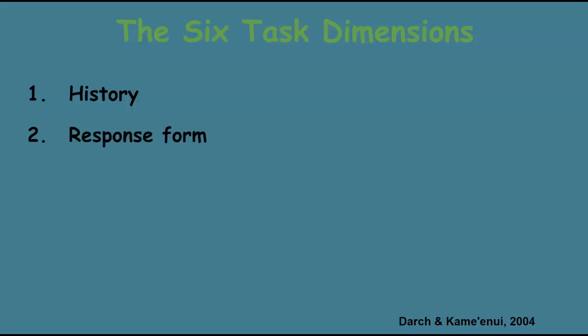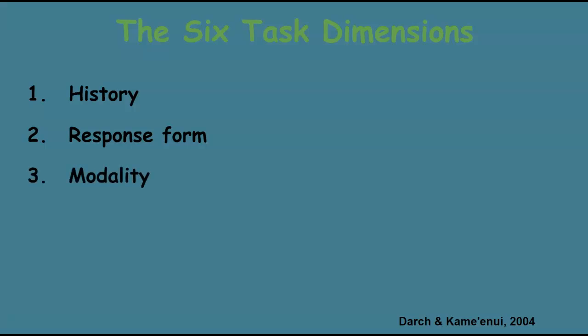Response form. The response form of a task can be a yes or no, choice, or production. For instance, you could ask, is Austin the capital of Texas? That would be a yes or no question. Is the capital of Texas Austin, Houston, or Dallas? That would be the choice question. What is the capital of Texas? That's a production question. And which of these is most likely to occasion problem behavior? Many times, production may occasion the problem behavior because it's the most difficult for students.